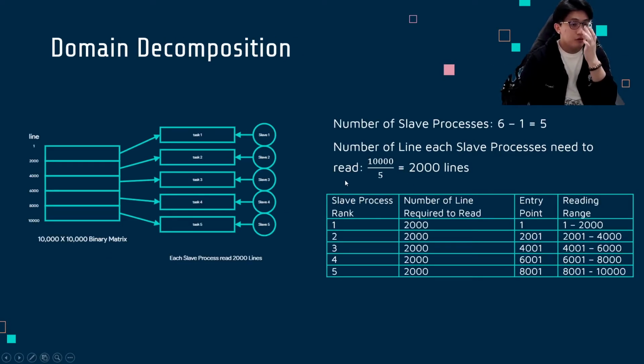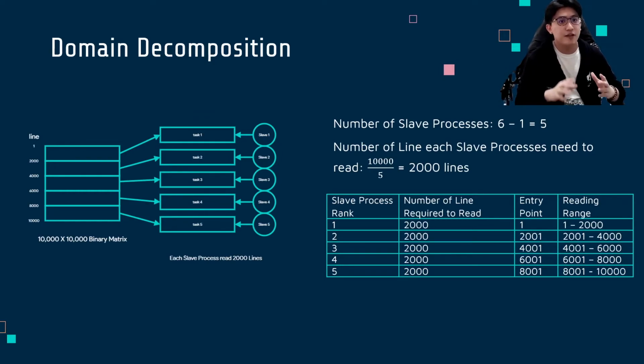So what decomposition strategy do we use? We use domain decomposition in the source code, where we break the bigger file into smaller chunks to process. Let me explain with an example. Let's assume we are running the program with 6 processors. So the number of slave processes will be 6 minus 1, because we have one master process, so 5. The number of lines each slave process has to read is 10,000 divided by 5, which is 2,000 lines. So you can see that each slave only needs to read 2,000 lines compared to originally 10,000 rows. So it will be much faster.